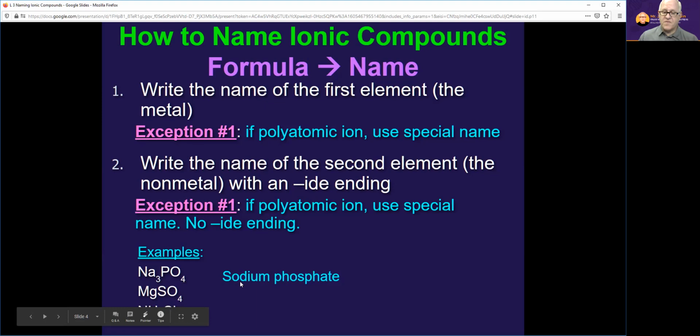So the Na3PO4 is sodium phosphate. We know the sodium. PO4 is phosphate, and you find that on your polyatomic ion sheet. MgSO4 is going to be magnesium, that's an easy one, and sulfate is SO4. So we're just going to take the formula and give it a name. Remember, look very carefully at the formula. If you see that special polyatomic ion, go to your polyatomic ion sheet and find it.